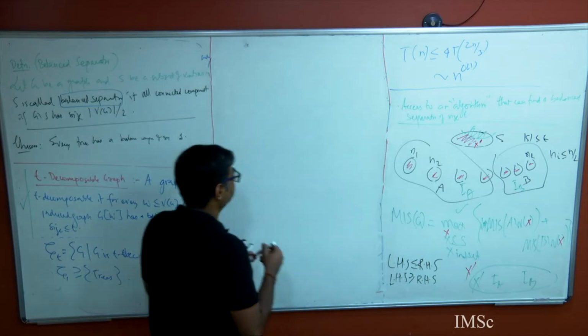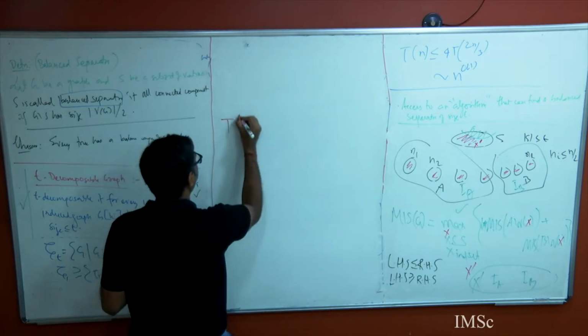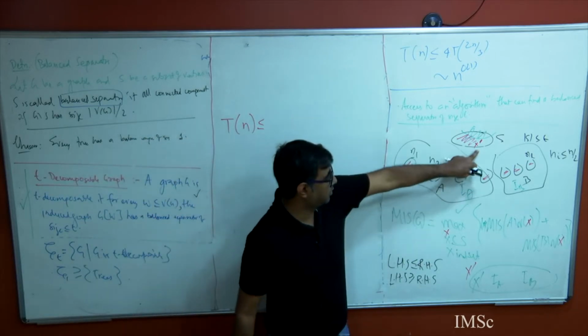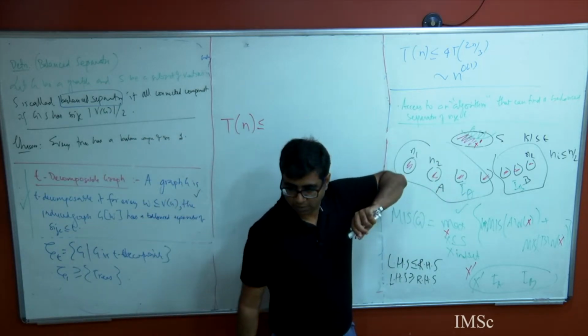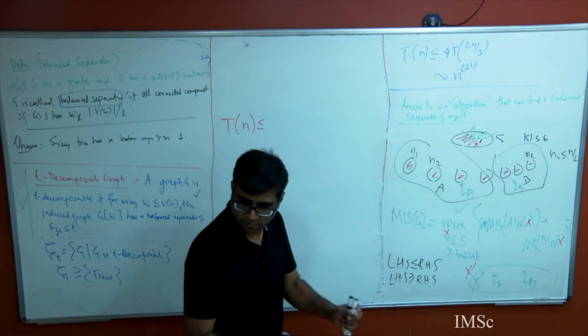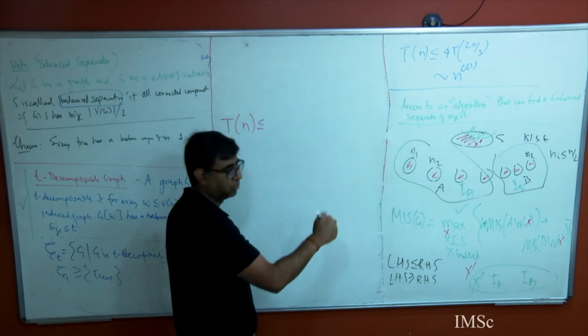But what is the running time of this subroutine? So look, first of all, T of n, what does it do? First of all, it finds a separator S. Suppose it finds it in polynomial time, or say in constant time we found this. We'll worry about this.